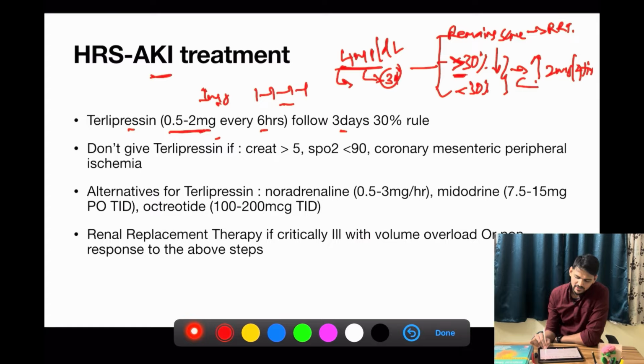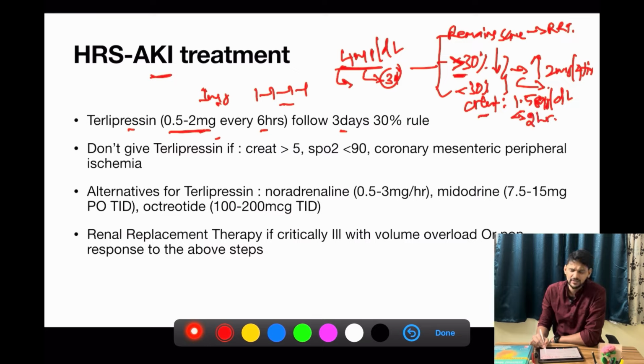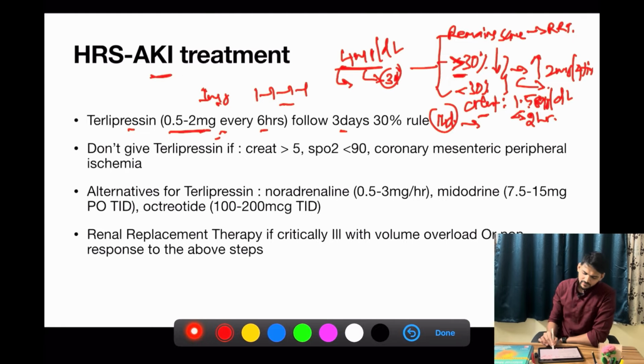So we have to keep on giving this terlipressin till the creatinine reaches 1.5 milligram per deciliter, and this has to be confirmed twice, at least 2 hours apart. We will send creatinine repeatedly. If the values are normalized, then we can stop terlipressin, or else maximum for 14 days we can try with terlipressin. So even after 14 days, if the values remain above normal range only, then also we can consider other modalities of treatment. So these points are very, very important when we are treating HRS AKI.